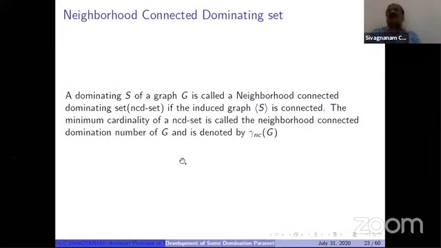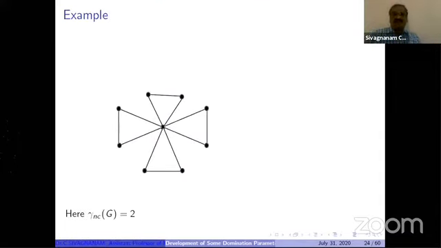Again, the minimum cardinality of the NCD set is called the neighborhood connected domination number, and we denote this by gamma NC. So if the induced graph of NS is connected, then S is called a neighborhood connected dominating set. Before we extend to another definition, we have an example. So what is the example here?